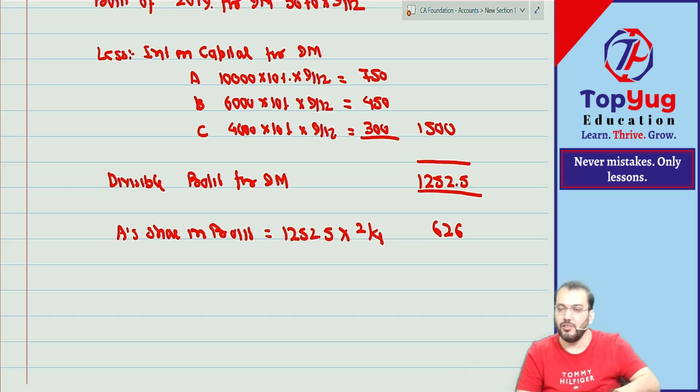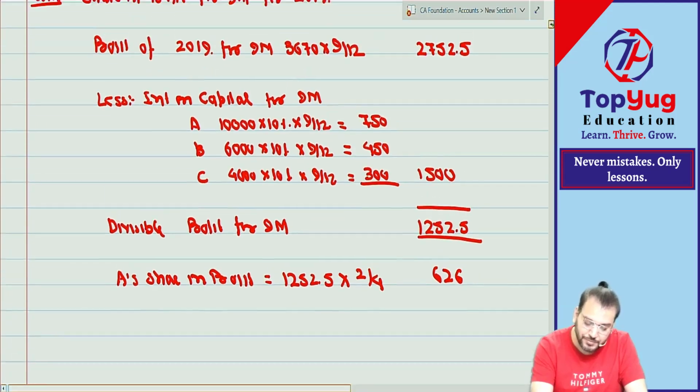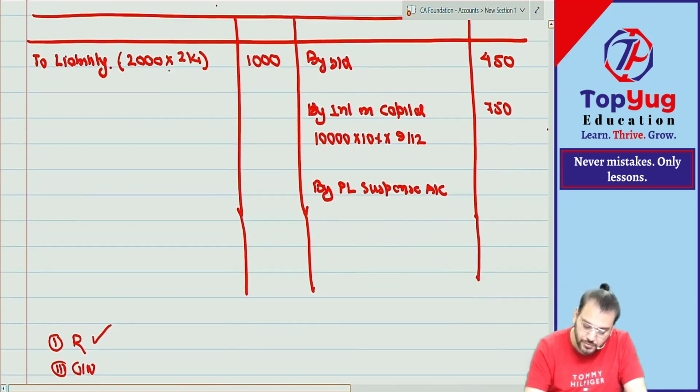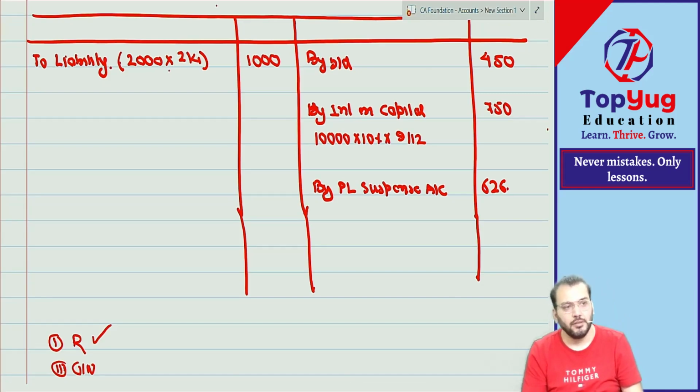Understood? 626, na? Yeah. 1252 divided by 2. Okay, approximate 626. Will it work? So this you have understood. So can we write down 626 here? It is P&L suspense account 626. Understood this point?